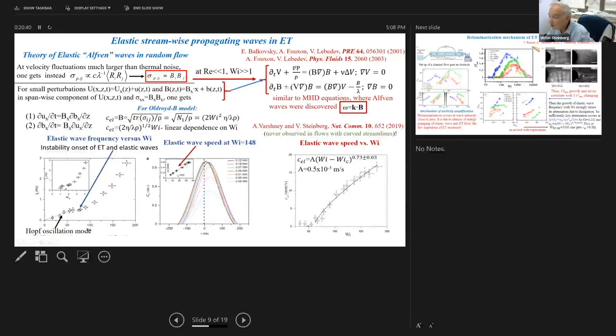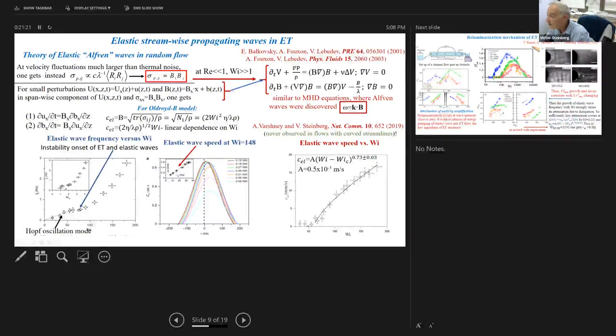Then we measure the velocity field by cross correlation between 2 points on a line going in the streamwise direction, and then we change the distance between the 2 points. The cross correlation, by the deviation of the peak from 0, measures the characteristic time for propagation of these waves, and that's the slope, the velocity of these waves for a given Weissenberg. And here is the dependence of the speed of elastic waves as a function of Weissenberg, and that's a power law.